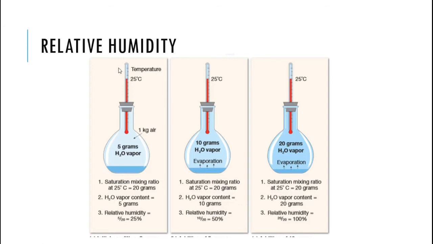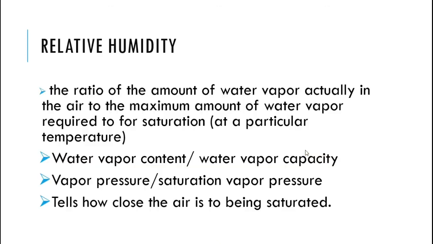Look at the relative humidity here. What is the factor affecting it? Temperature is held constant, para-parehong 25, 25, 25. But look at the relative humidity, it's 25%, 50% for this one, and 100%. So the factor affecting this would be the mass of water vapor present. Okay? So we have 5 grams here, 10 grams, 20 grams. The higher the mass of water vapor present at constant temperature, the higher is the relative humidity. Take note of that.